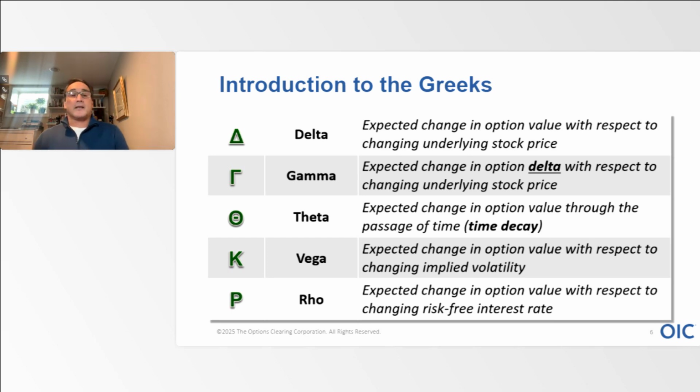Now, vega, which I consider probably one of the most important of all the Greeks, is your option's sensitivity to changes in implied volatility. We'll get into implied volatility later in the presentation, but this is a really crucial Greek that you really need to wrap your head around. It's very important. And rho, lastly, is your option's sensitivity to changes in the risk-free interest rate. In other words, how much my option contract is expected to increase or decrease based on changes in interest rates.